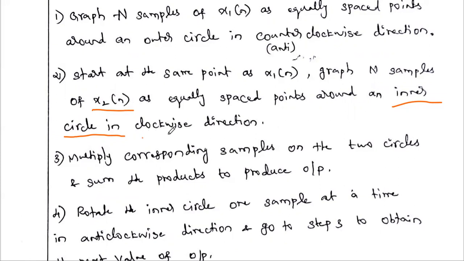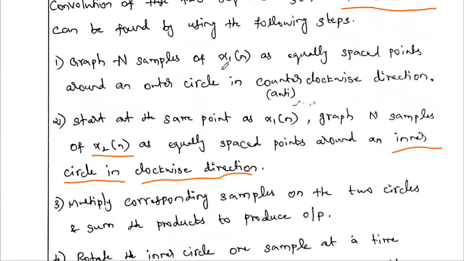In which direction? In the clockwise direction. In the outer circle, x1 of n is marked in the counterclockwise direction, that is, anti-clockwise direction. Then you just draw one inner circle. In the inner circle, we have to mark the x2 of n value at equally spaced points in the clockwise direction. Okay, this is the second step.